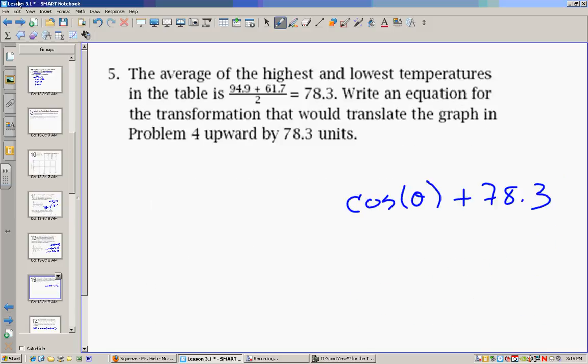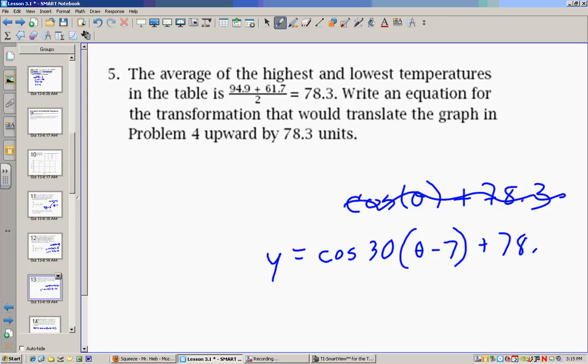All right, now they're saying that we're moving it up 78.3. So you'd want to say y equals cosine of 30 theta minus 7 plus 78.3.